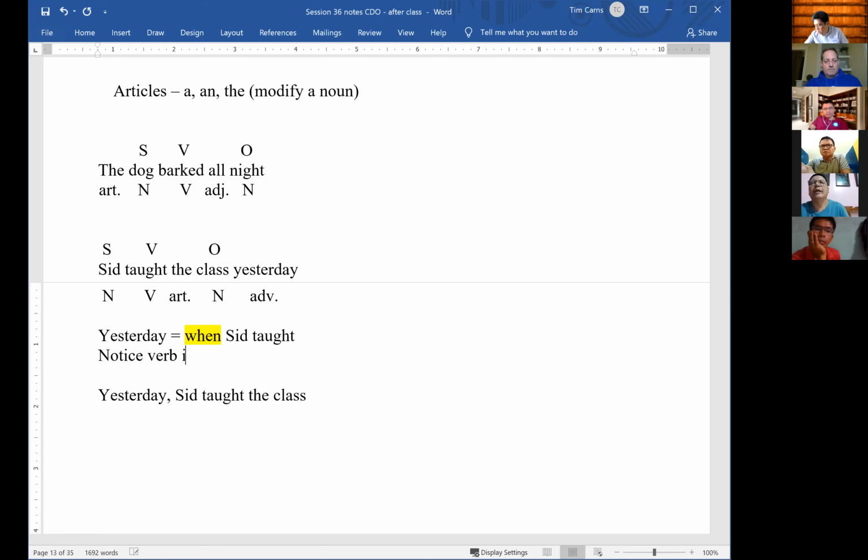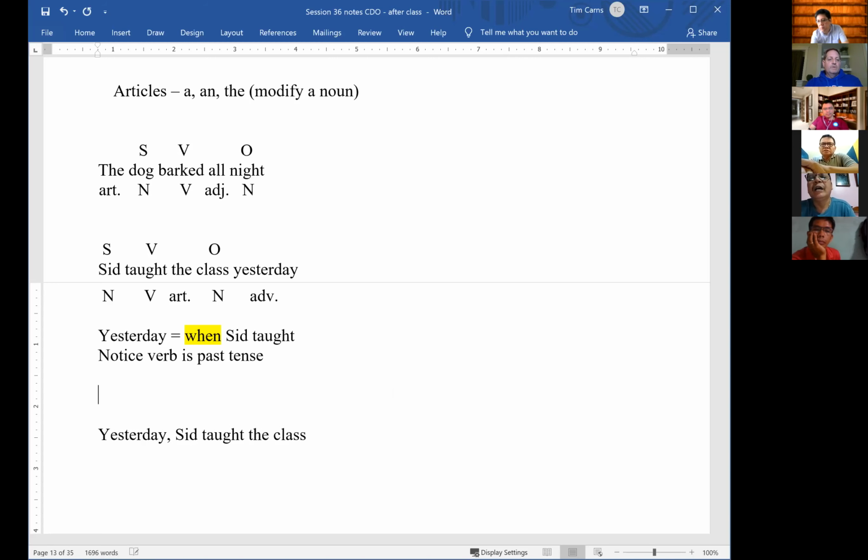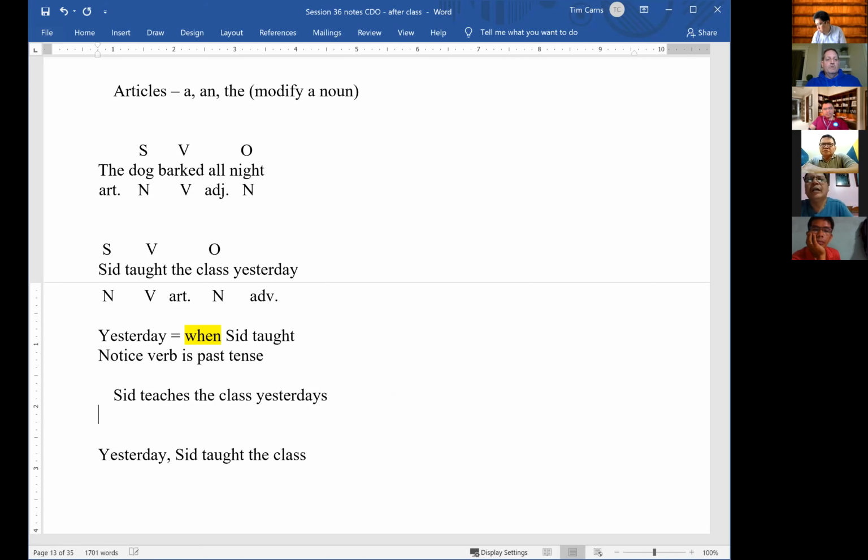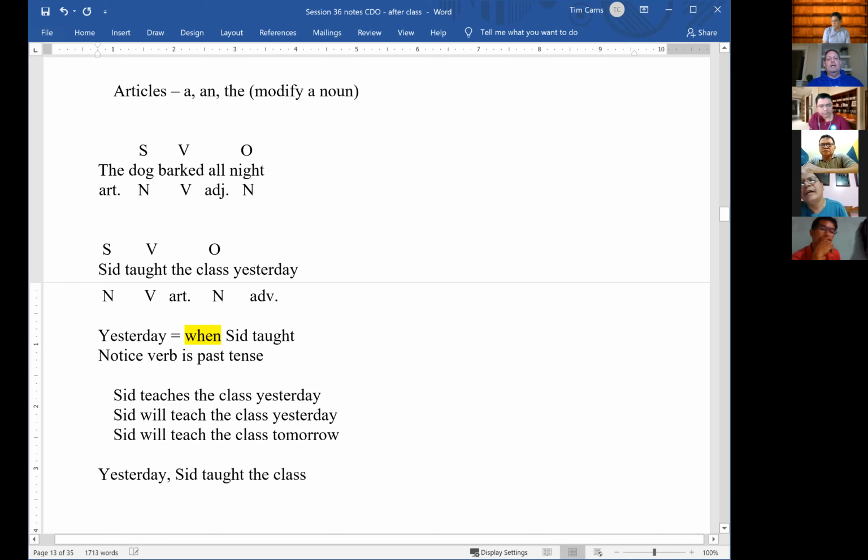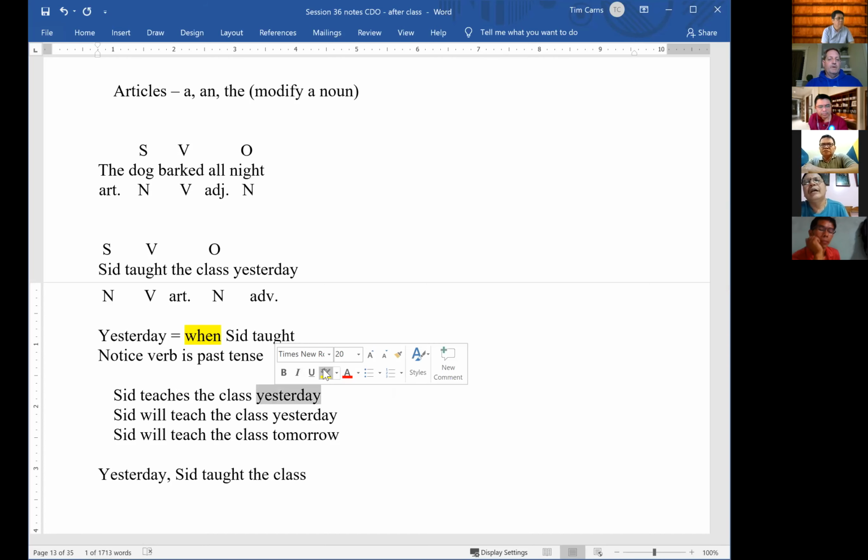If you were going to use that in future tense, the adverb would have to change. You wouldn't say "Sid teaches the class yesterday," because "teaches" is present tense, right? Or "Sid will teach the class yesterday." That doesn't make sense either. But you could say "Sid will teach the class tomorrow."